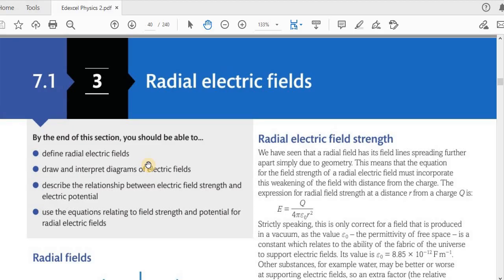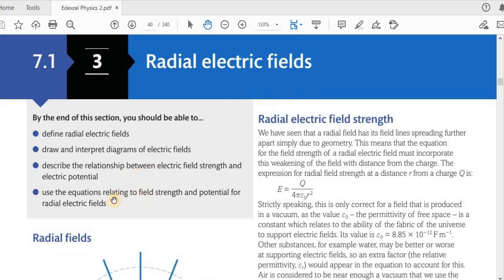Draw and interpret diagrams of electric fields. I showed you some diagrams in Chapter 7.1 Part 1 when we had the introduction to electric fields and uniform electric fields. Describe the relationship between electric field strength and electric potential. We saw what electric potential is previously, and we also saw what electric field strength is previously in Chapter 7.1 Part 1. So here we will see the relationships. Use equations relating field strength, that is electric field strength, and electric potential, for radial electric fields.